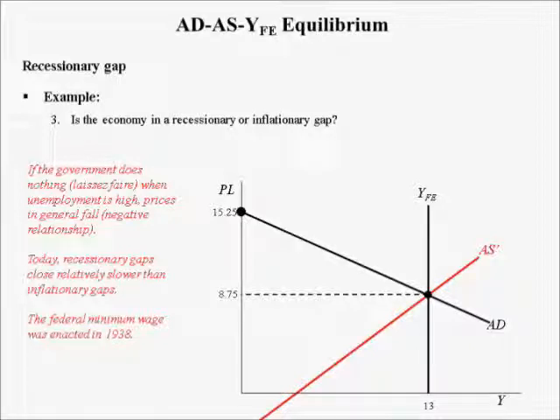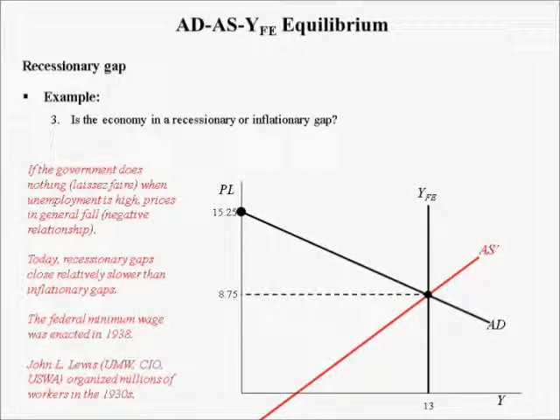So there's all kinds of impediments to the self-correcting mechanism when we're in a recessionary gap. All the safety nets, union contracts, and minimum wage laws make it very difficult for the wage to fall to clear the labor market.